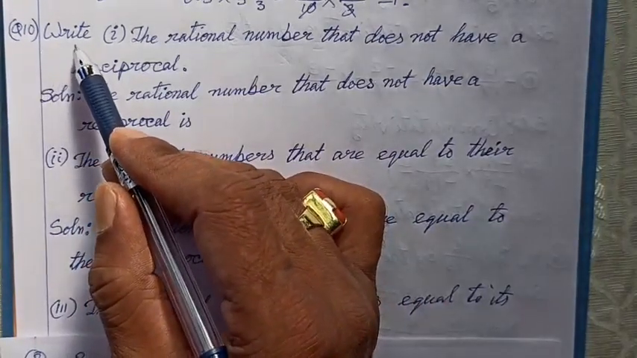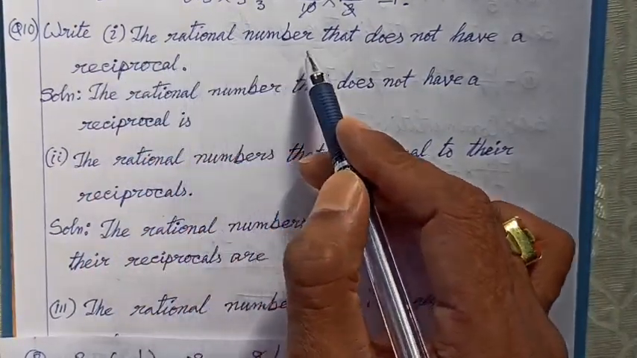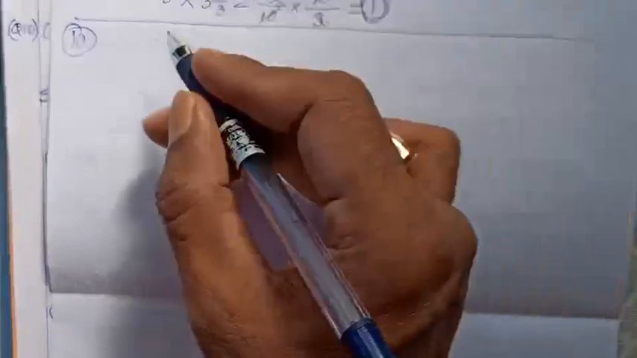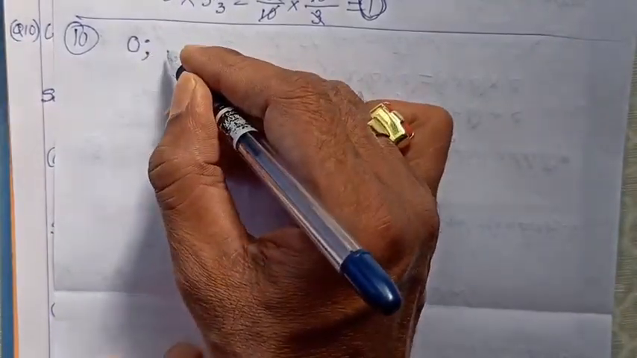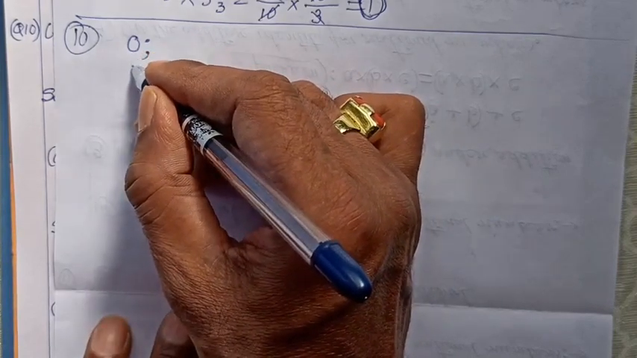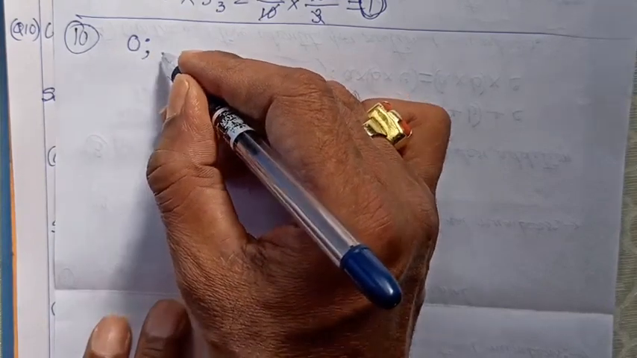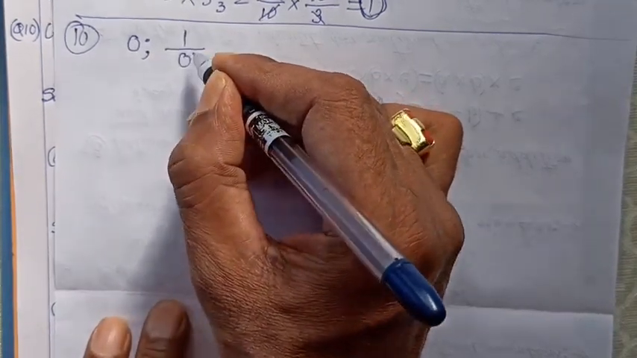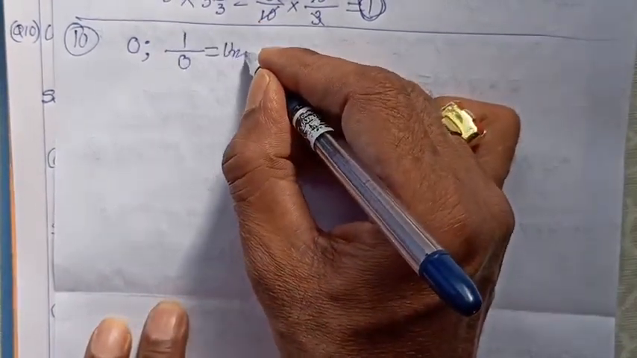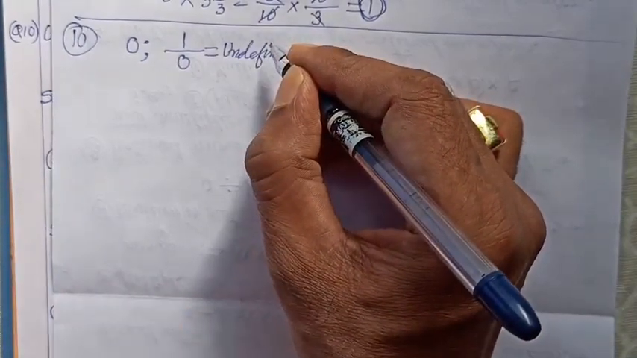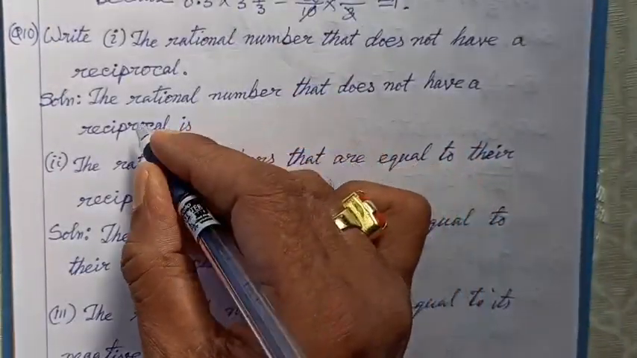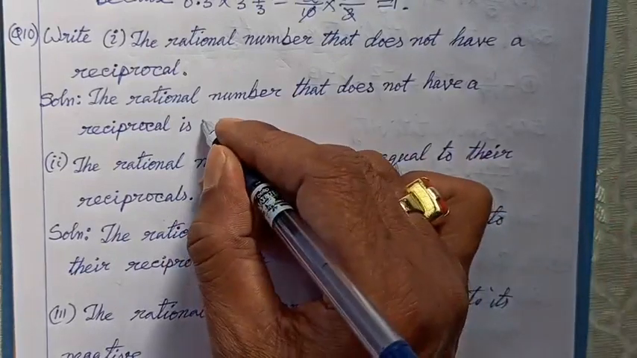Question number 10. Write (i) the rational number that does not have a reciprocal. Let us consider the number 0. For this number 0, if we want to write its reciprocal, in the denominator there is 1. If numerator and denominator are interchanged, then we get 1 by 0, which is undefined because we cannot divide by 0. This is undefined. So the number 0 does not have a reciprocal. The rational number that does not have a reciprocal is 0.